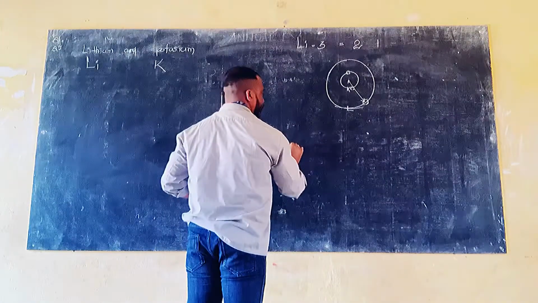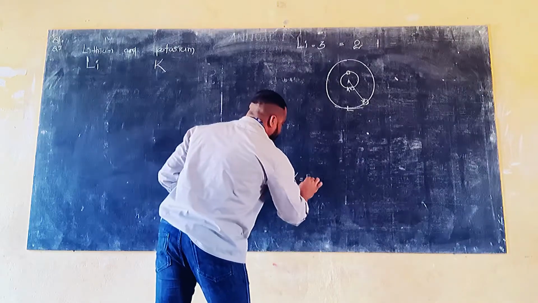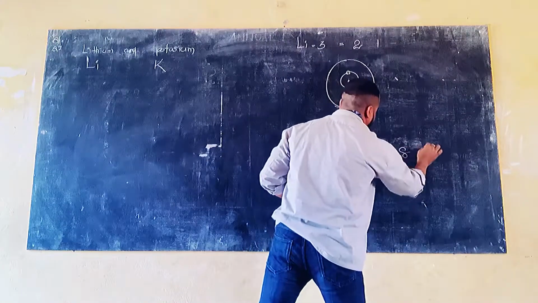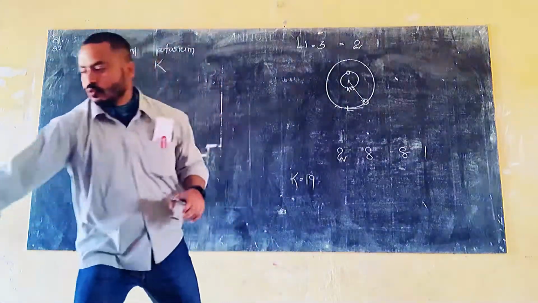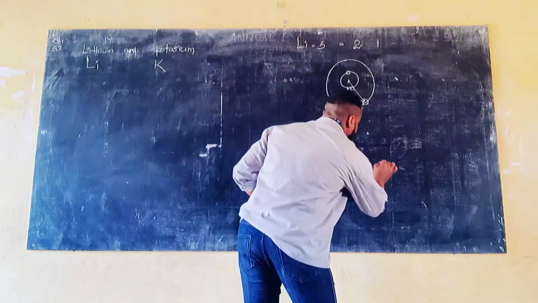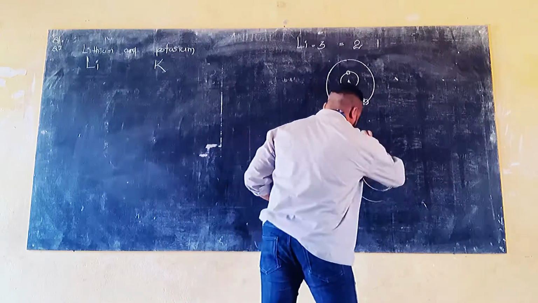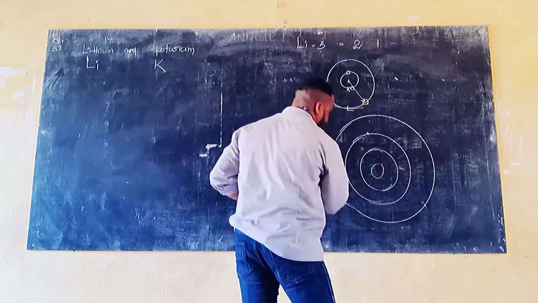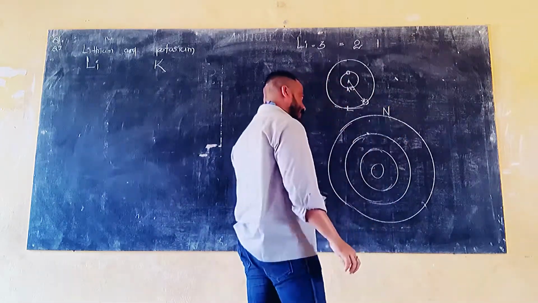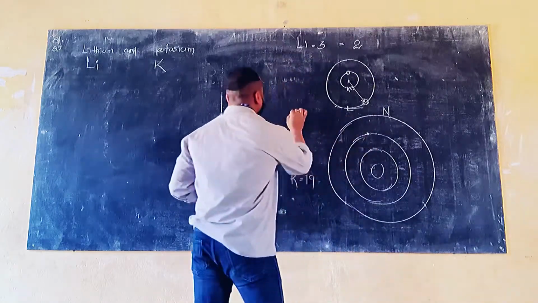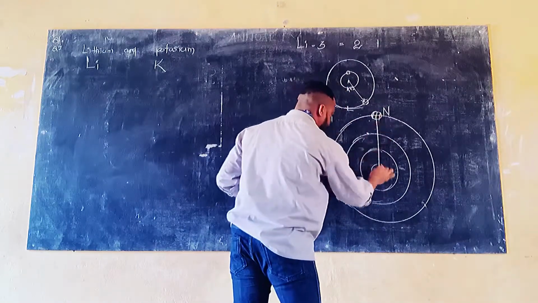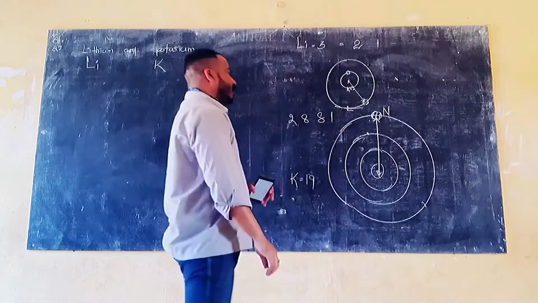Then come to potassium. Potassium is K. Atomic number is 19. Electronic configuration 2, 8, 8, 1. So 2, 8, 8, 1 means clearly we have 4 shells: K, L, M and N. The valence shell is N and valence electron is definitely 1 here. This is the nucleus and just measure the radius. Done.